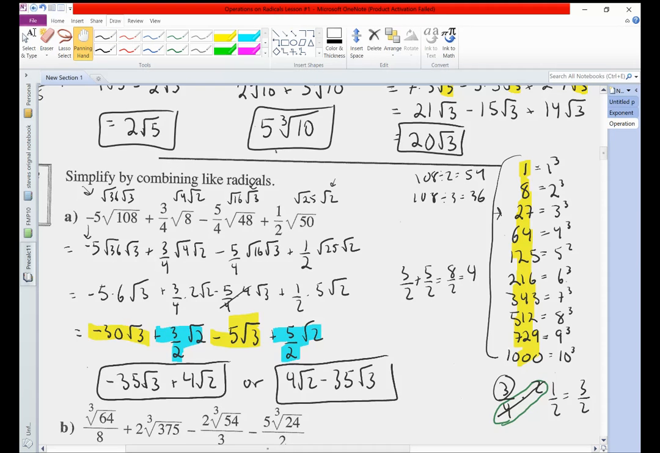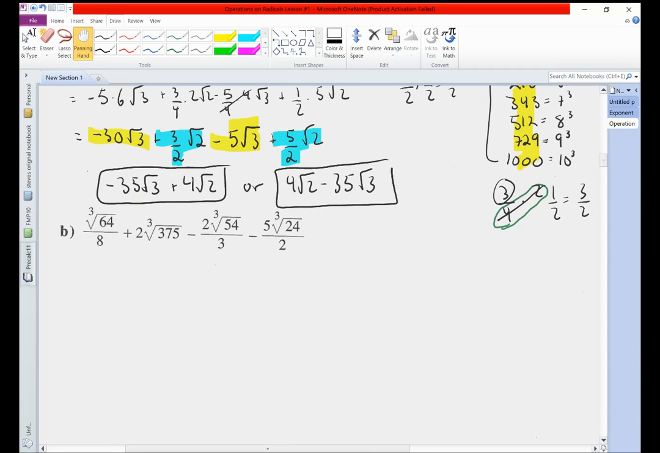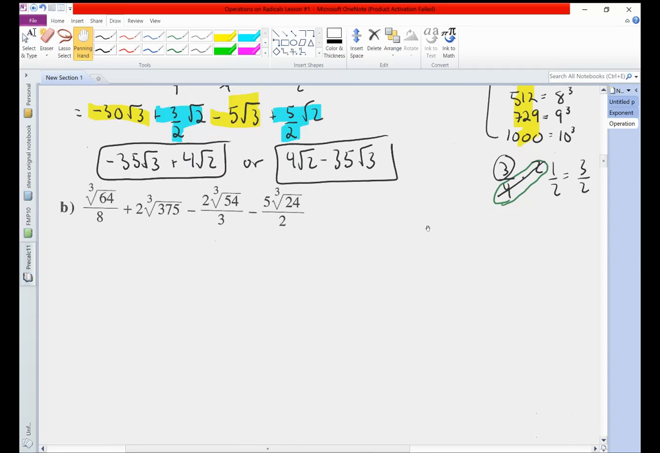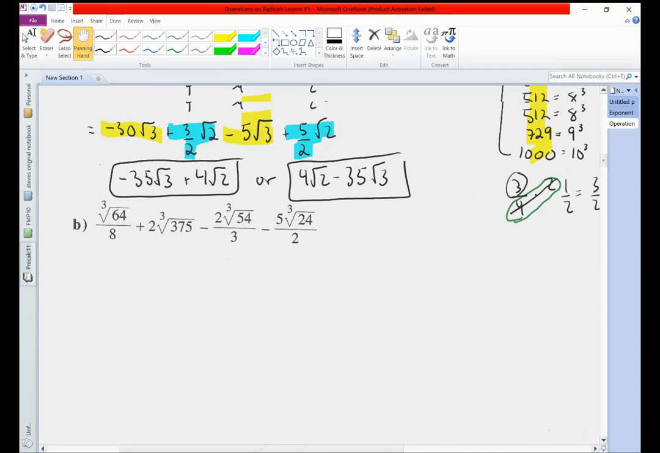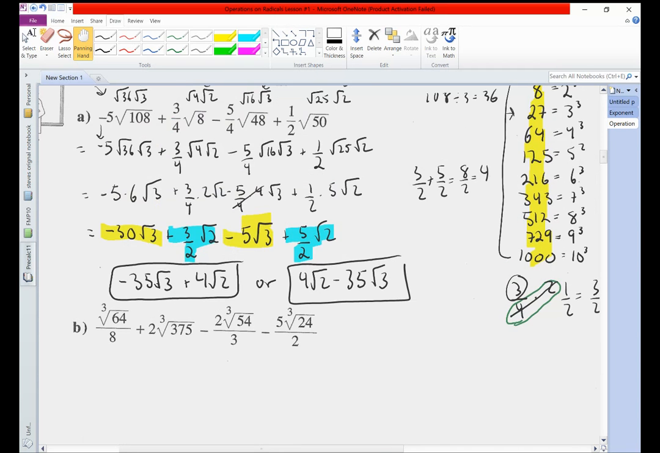Let's do one more example. It's kind of crazy and long, but we might as well, just while we're here and just for the fun of it. So we have cube roots now, so it's going to be nice to have our cube root list here, and we can refer back to that as often as we need. The first thing I noticed is that the cube root of 64 is just 4.